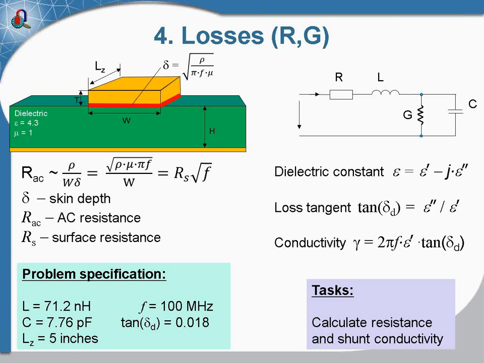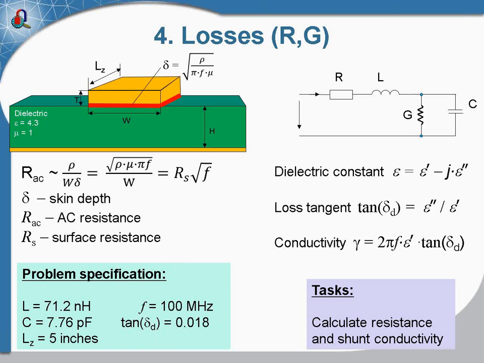In most designs, the dielectric losses are ignored because the conductor losses are dominant. But as frequency increases, the dielectric losses increase too. The typical method of dielectric loss characterization is by the loss tangent.